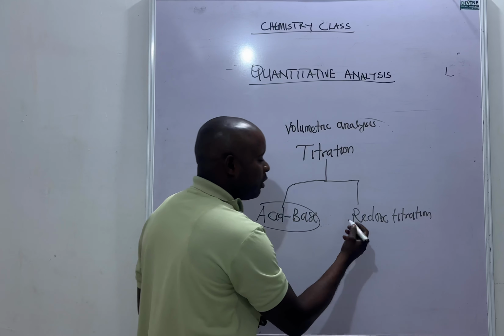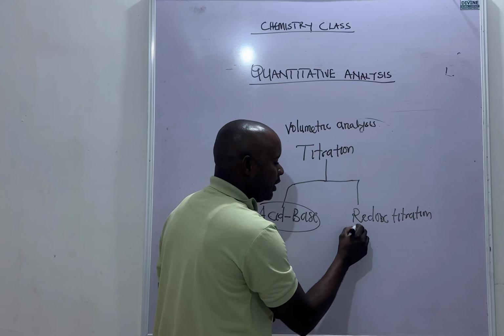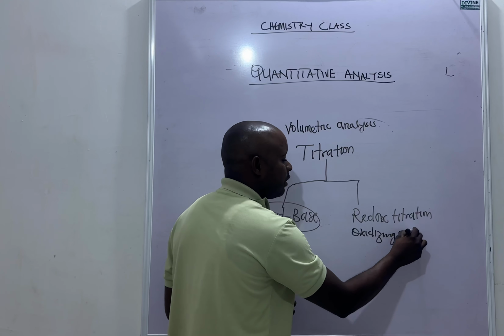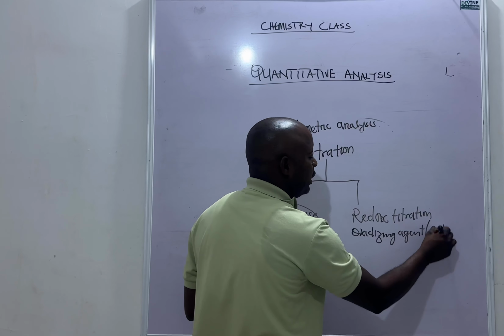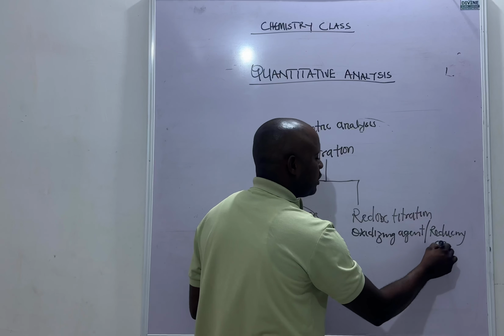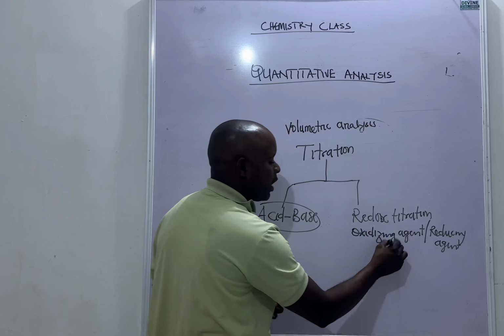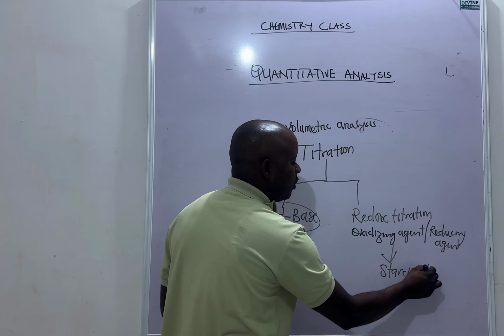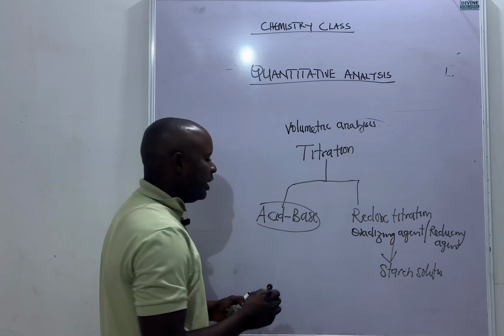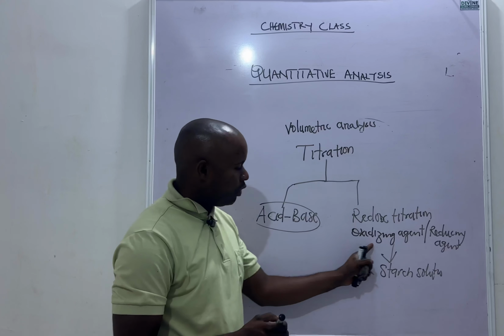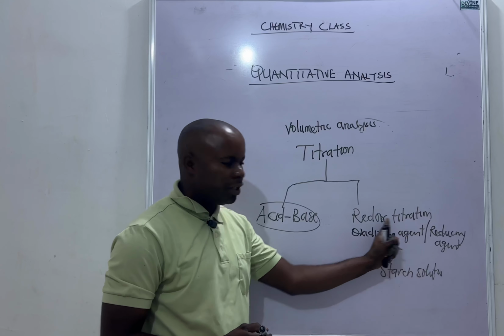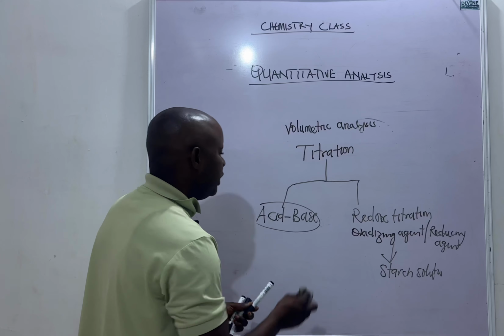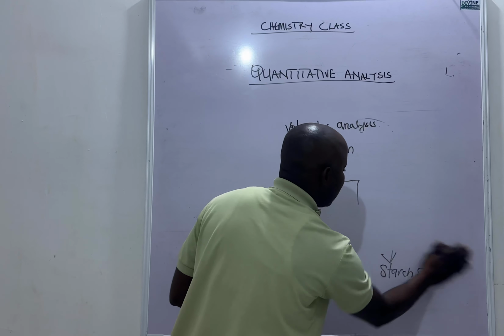For a redox reaction, we're going to talk about redox titration. In this aspect, we must have an oxidizing agent and a reducing agent. A very common indicator we can use here is a starch solution. But we're going to dwell more on acid-base titration. If you don't know what an oxidizing agent and reducing agent are, please check one of my videos for a comprehensive explanation of oxidizing and reducing agents. So I'm going to talk more on acid-base titration.